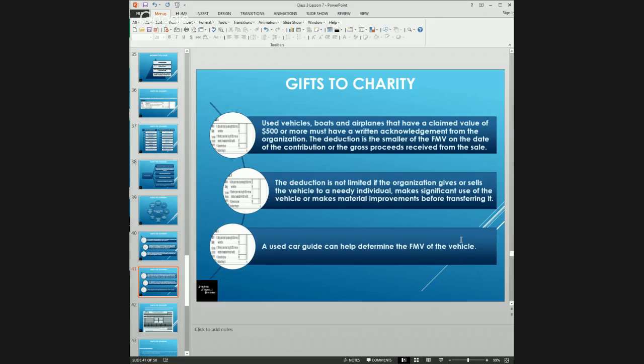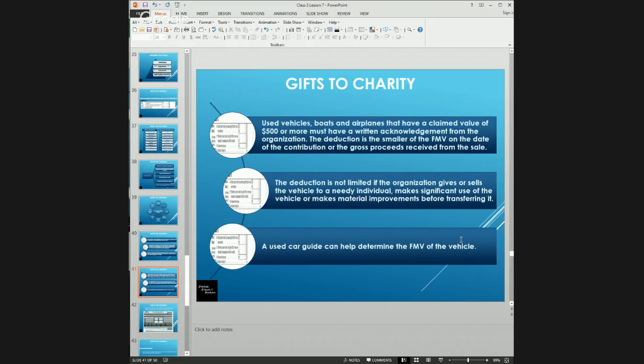The deduction is not limited if the organization gives or sells the vehicle to a needy individual. So in the event that that same $1,500 car, rather than being sold at auction, was actually turned over to an individual that was in need of it and it was used without any significant improvements, then you would be able to deduct the full $1,500.